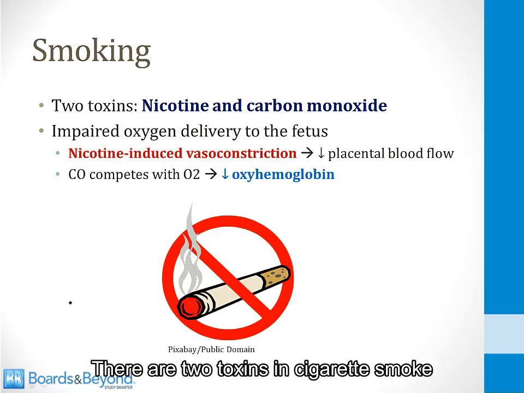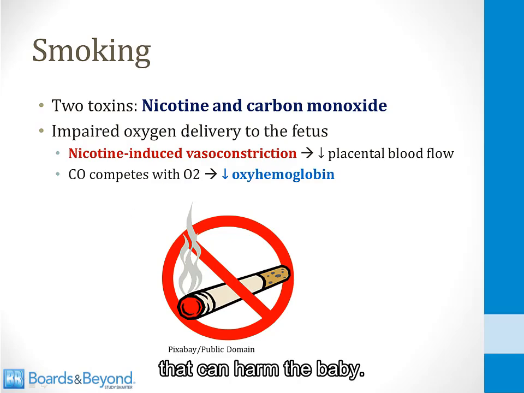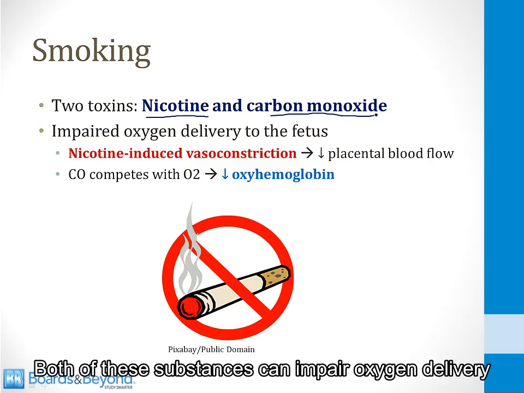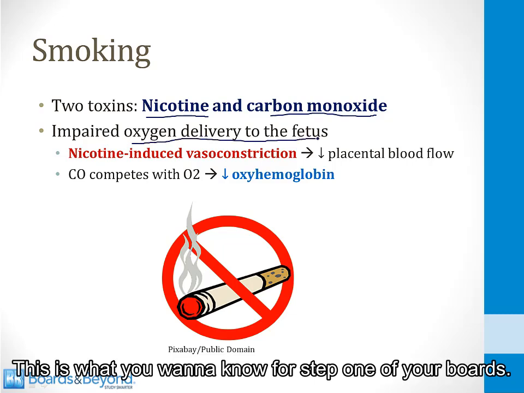There are 2 toxins in cigarette smoke that can harm the baby. First of all, there is nicotine, and secondly, there is carbon monoxide. Both of these substances can impair oxygen delivery to the fetus. This is what you want to know for step 1 of your boards.